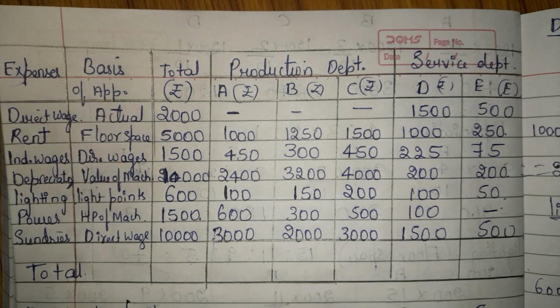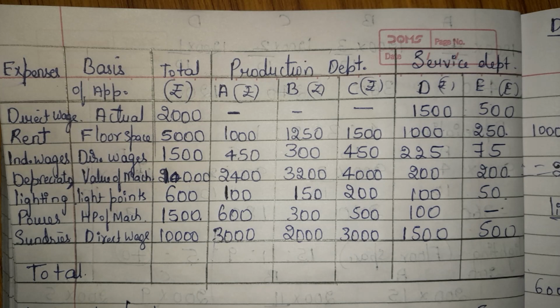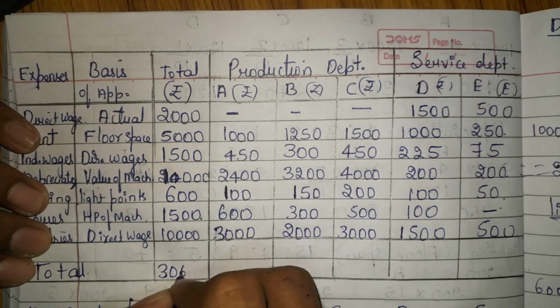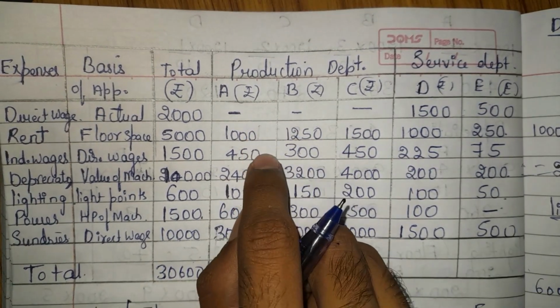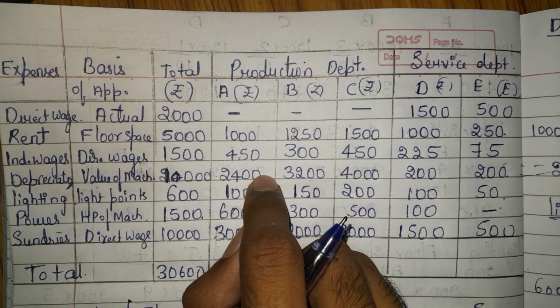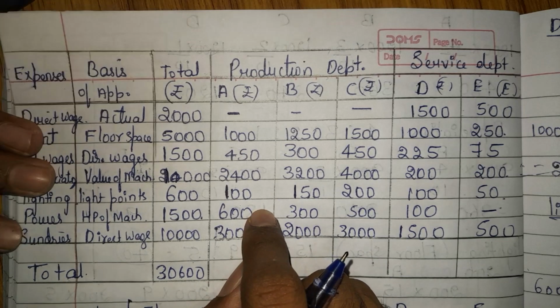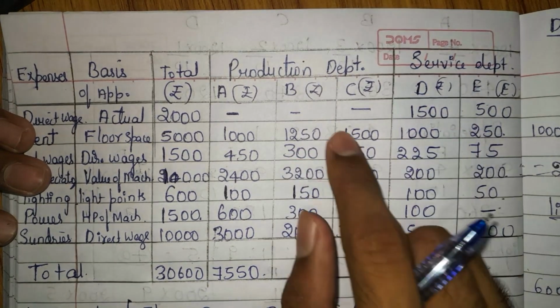Now add all this, we will get the total. The total expenses you will get is 30,600. Now let us add A department expenses: 1000 plus 450 plus 2400 plus 100 plus 600 plus 3000. It will be 7550.